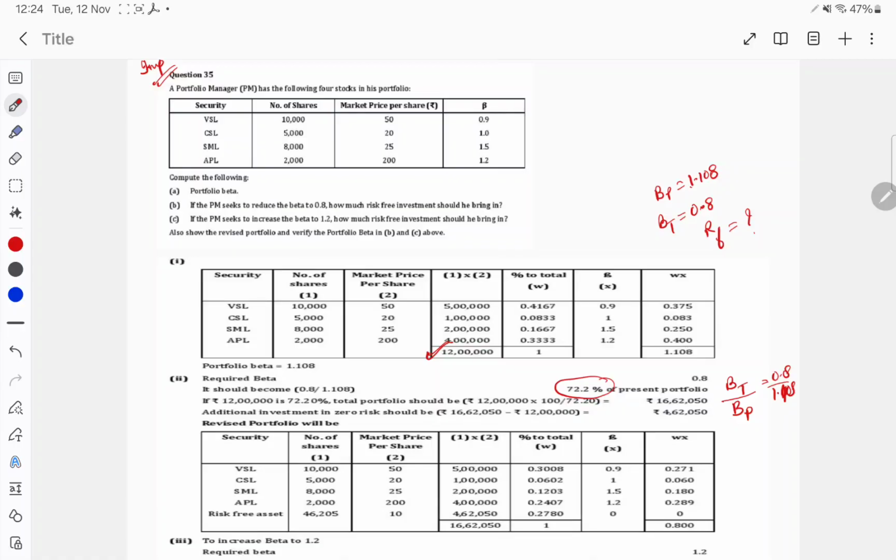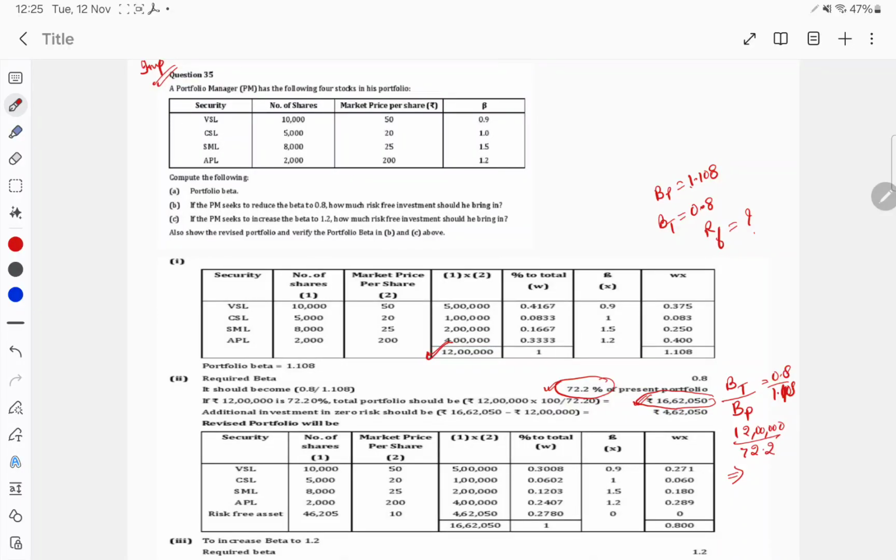So this 12 lakh value is the market value of all the stocks given in the question, and the 72.2% is what we calculated by dividing the beta of target by the beta of portfolio. When we divide the market value by that percentage, the final result is the total value of portfolio.